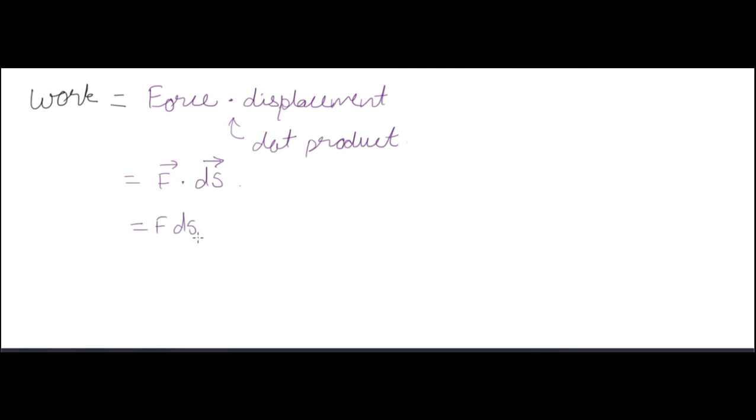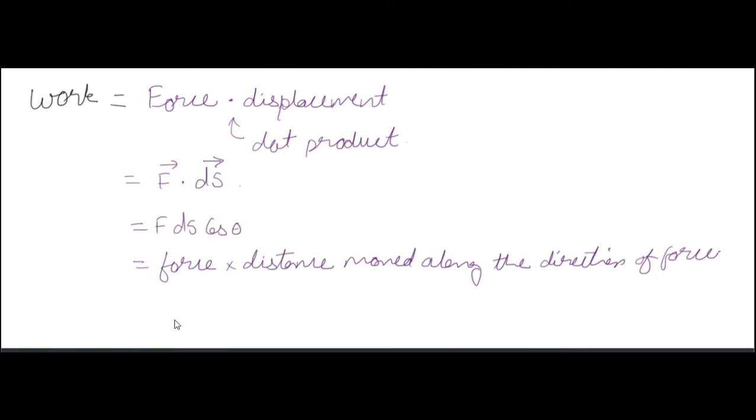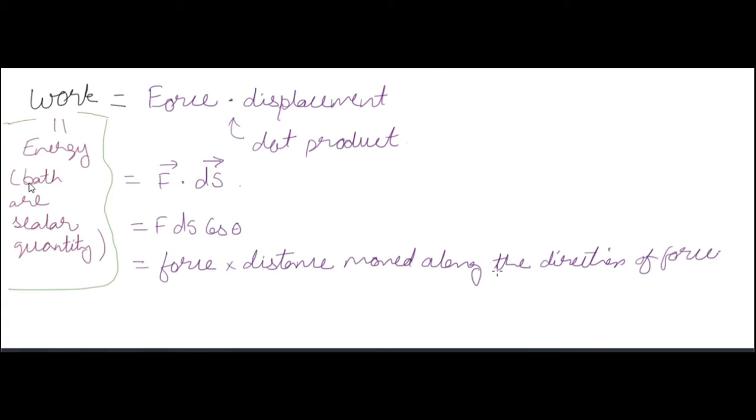Now we have work, which is the dot product of force and displacement. So F d s cos theta means the product of force and the distance moved along the direction of the force. Work is a scalar quantity and so is energy. Both have only magnitude and no direction. Force and displacement are both vectors with a direction, but the product of force and displacement is a scalar quantity, due to the dot product.